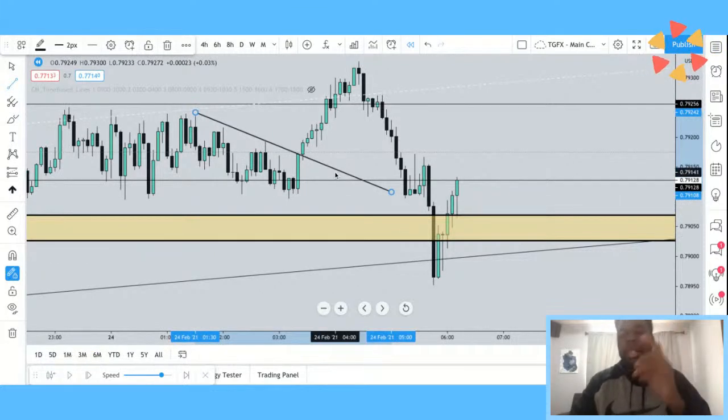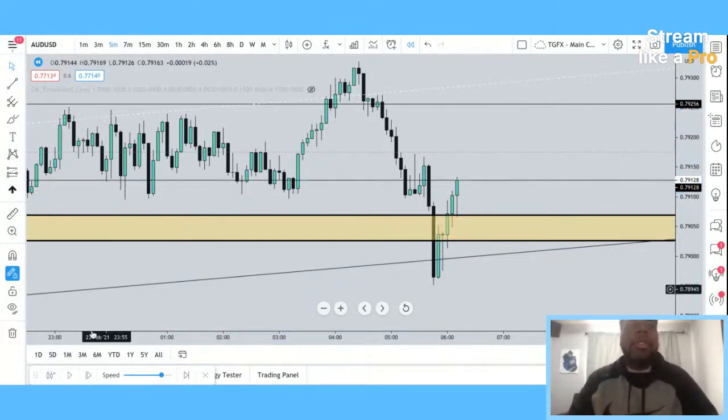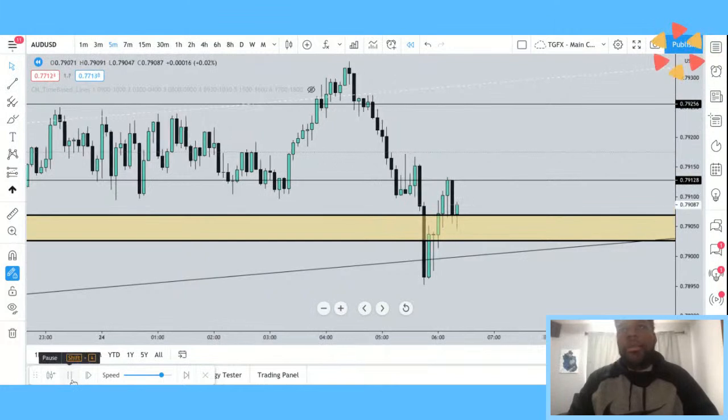So that's the number one key. It hit our zone again. We always want to wait until it actually taps the zone. This was too early to get in the trade. It never actually tapped the zone again. Okay, so now that it tapped the zone, let's see what price does.